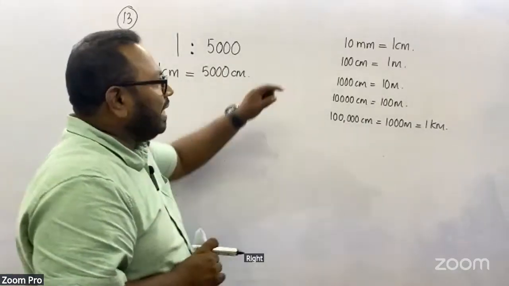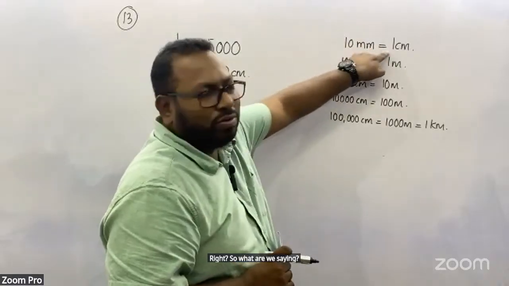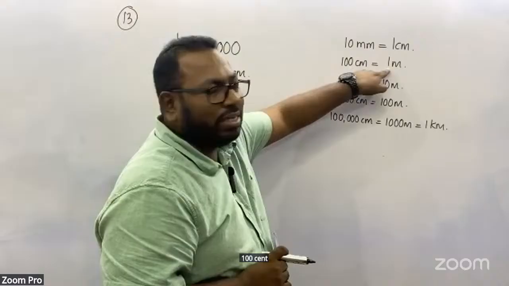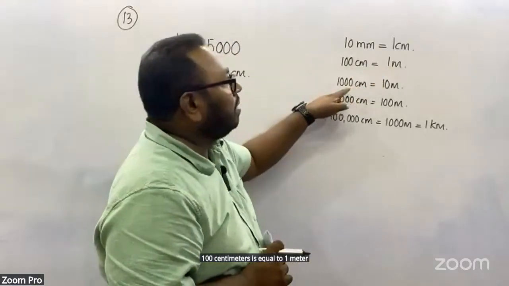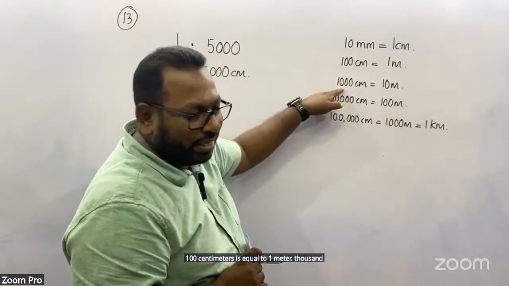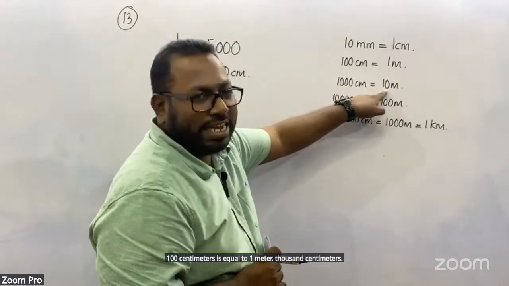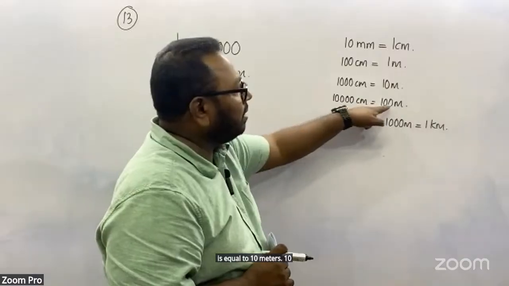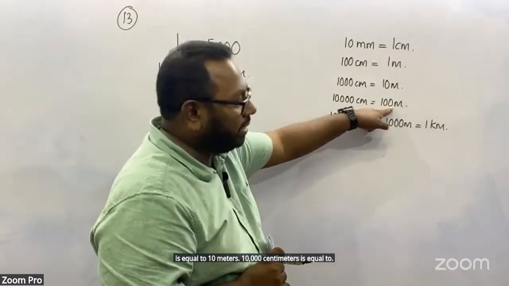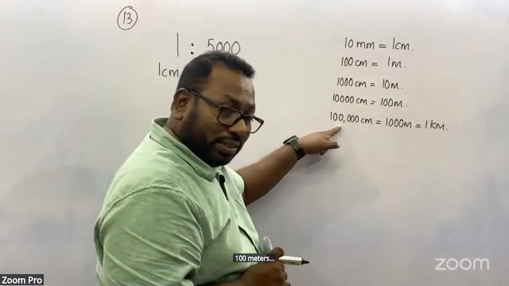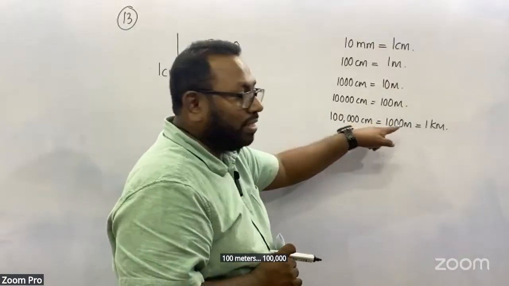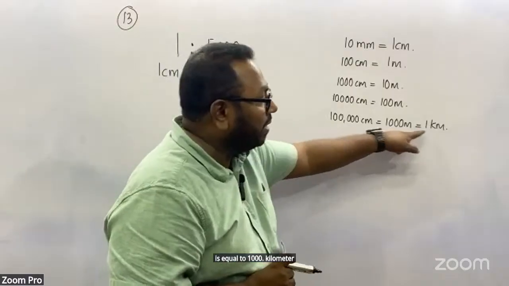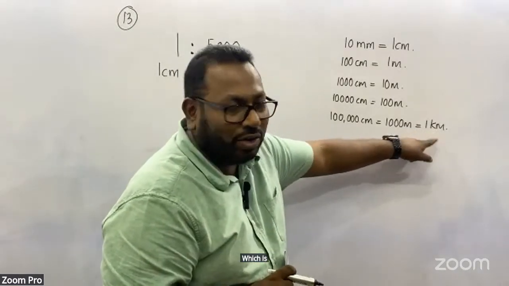So what are we saying? 10 millimeters is equal to 1 centimeter. 100 centimeters is equal to 1 meter. 1,000 centimeters is equal to 10 meters. 10,000 centimeters is equal to 100 meters. 100,000 centimeters is equal to 1,000 meters, which is equal to 1 kilometer.